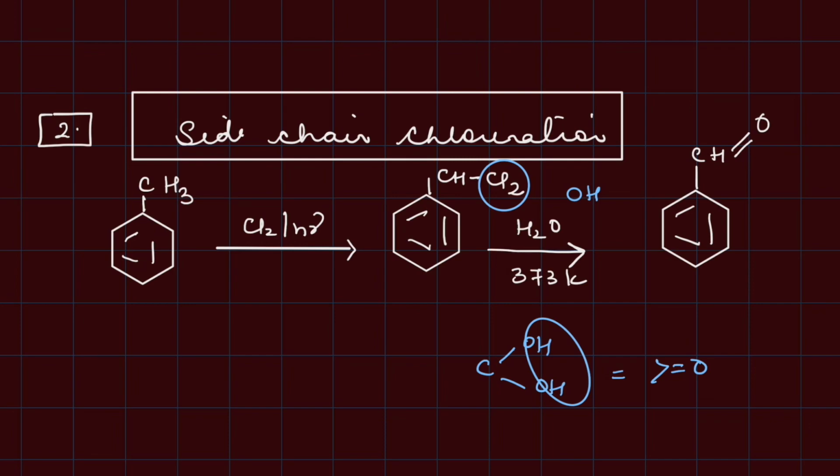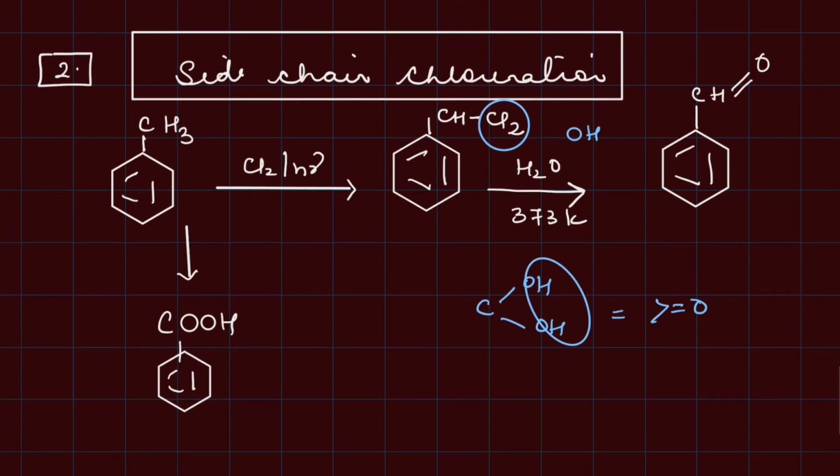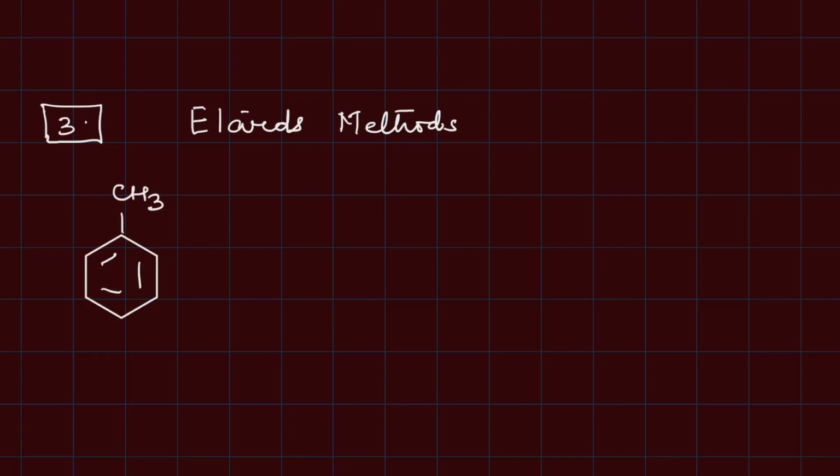So this is side chain halogenation. If you want, you can also get COOH by this method, although directly oxidizing toluene will also give you benzoic acid. We cannot prepare ketone via this method. No ketones can be prepared via this method. Let us move to the next one, Etard's method. So it is toluene, and this toluene is reacted with chromyl chloride.